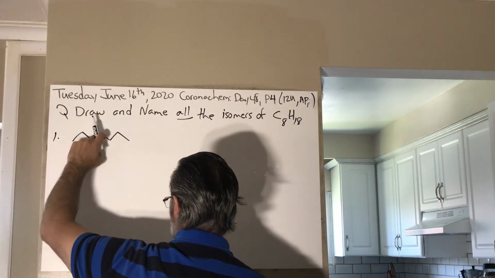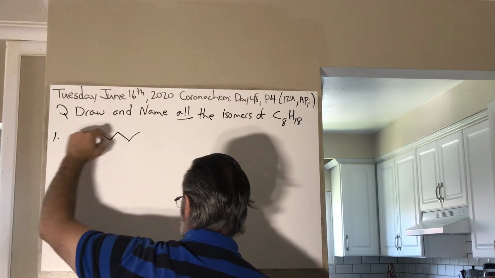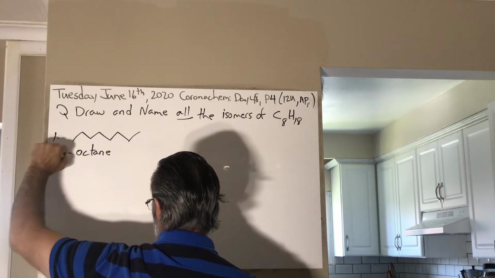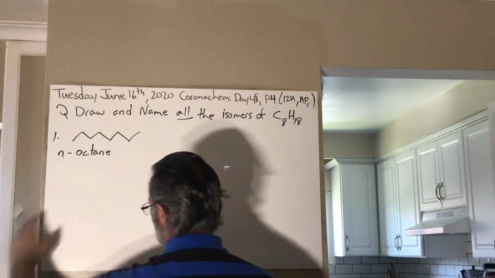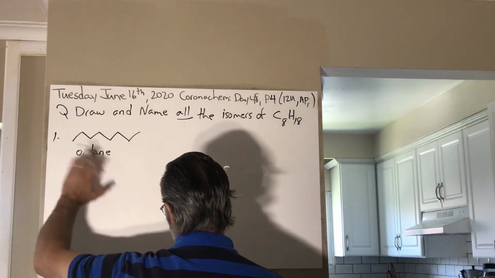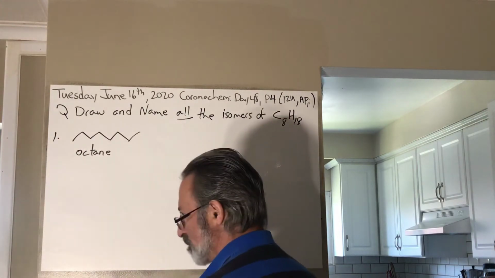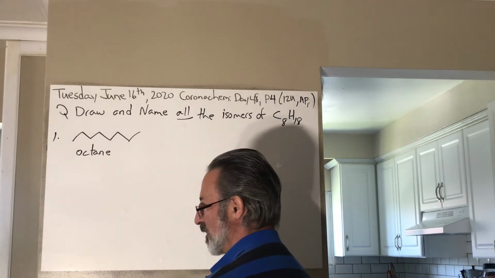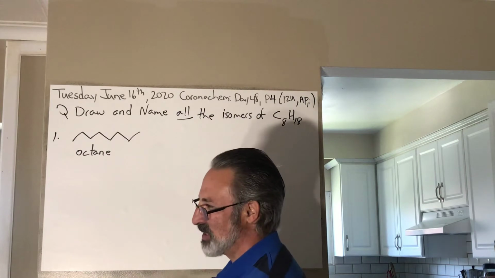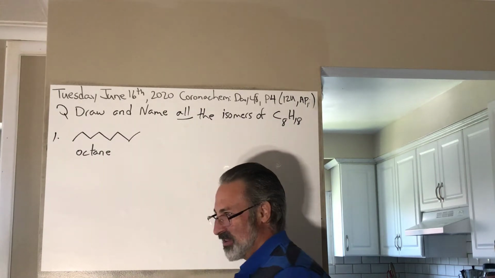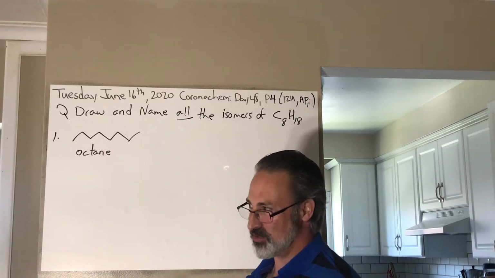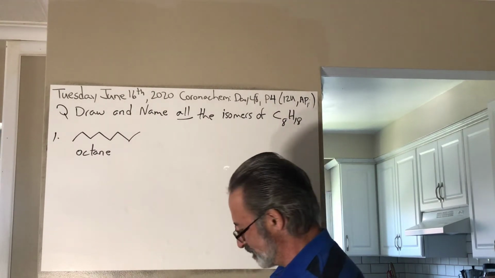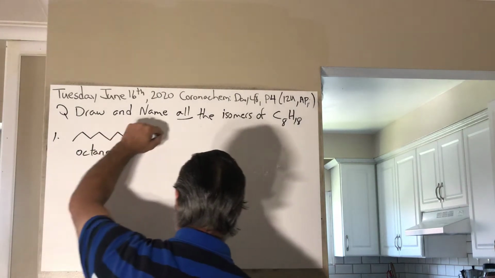1, 2, 3, 4, 5, 6, 7, 8. This is called octane. Sometimes you'll see that they put an N in front of it for normal, but that's not really necessary. If you just say octane without any specification, most people will assume you're dealing with a normal octane. Although in this particular case, because octane, the way we define it in the fuel industry, is actually isooctane, it's not normal octane, but let's not split hairs.